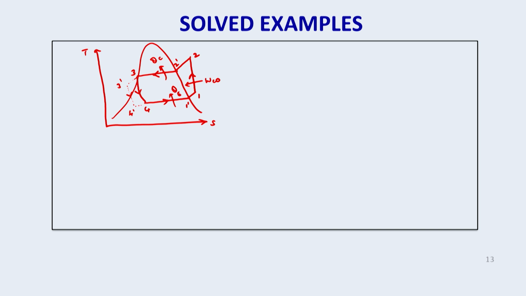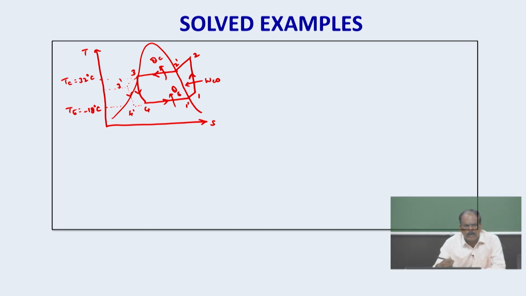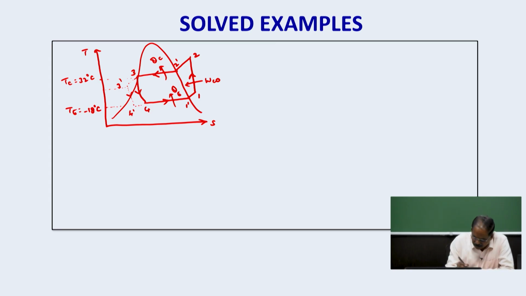Let us mark the temperatures on the y-axis. This is evaporator temperature TE, minus 18 degrees centigrade. This is condenser temperature, 32 degrees centigrade. T3 dash is given. That is, the refrigerant is subcooled from 32 to 26 degrees centigrade. The degree of subcooling is 6 degrees centigrade. So T3 dash is equal to 26 degrees centigrade.